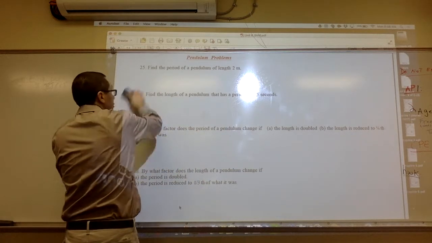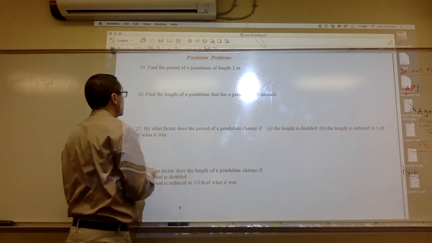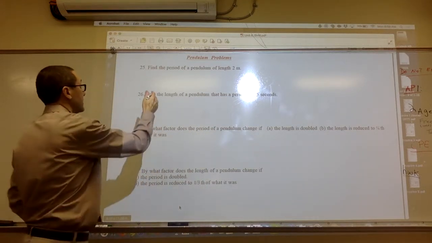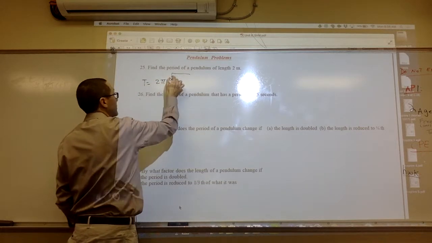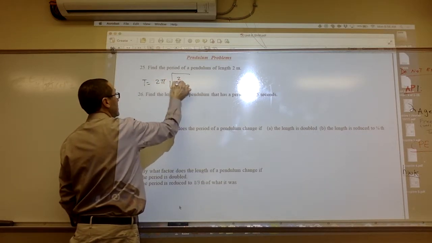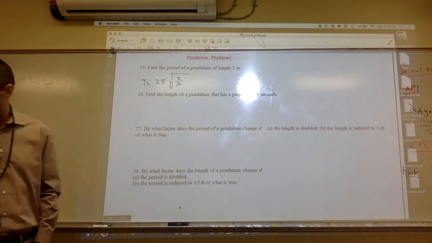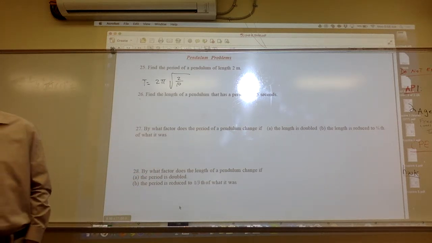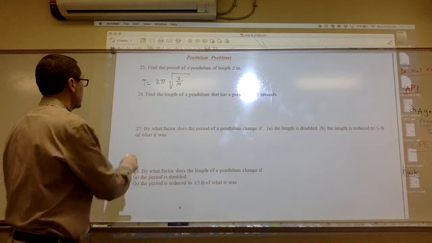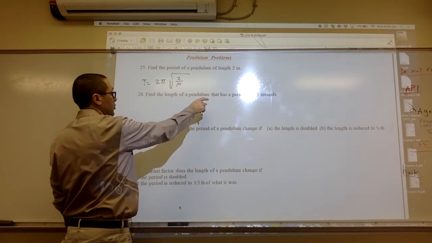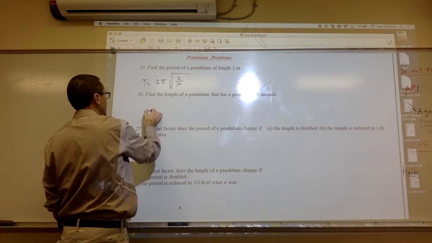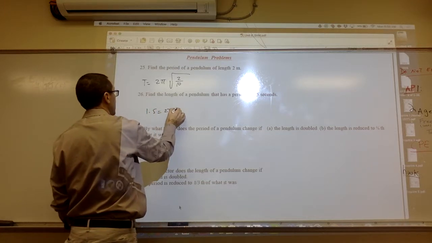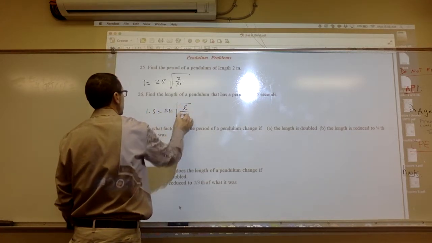Now the problems here are pretty straightforward. Find the period of a pendulum of length 2 meters. So the period is 2 pi square root of L over g. You just have to figure out what that answer is, and it should be about 2.81 seconds. Find the length of a pendulum that has a period of 1.5.